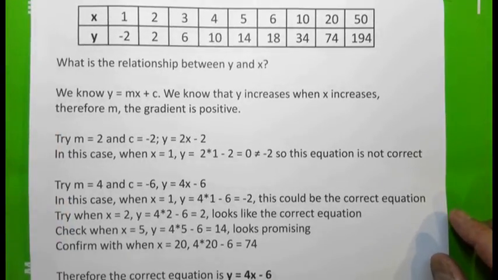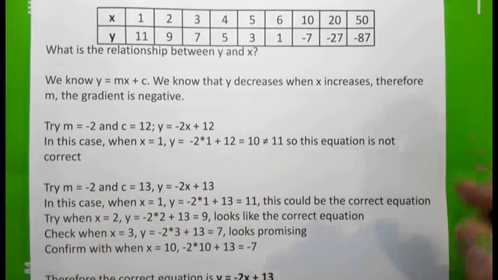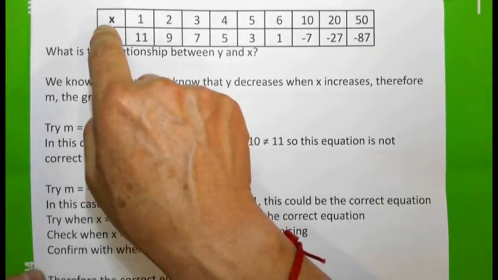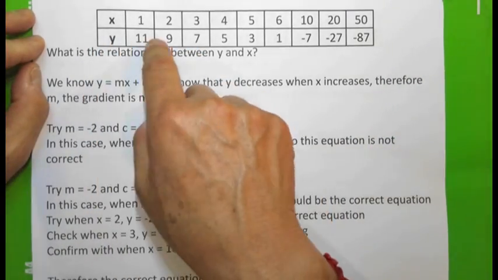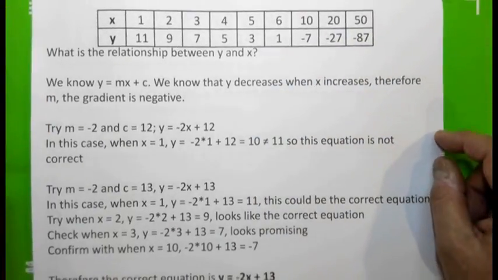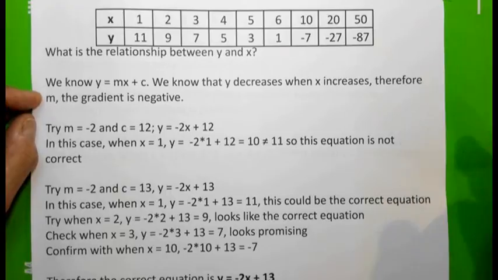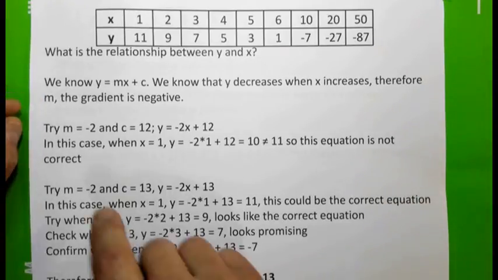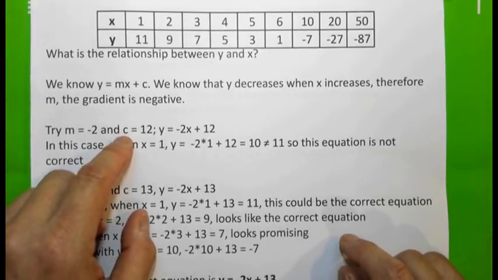This time, let's look at a different example. Again, we need to find a relationship between y and x. This time, look at the information given. Y decreases when x increases. So therefore, we know that m, the gradient, is actually negative. Because we know that it is negative, we try m equals minus 2 and c equals 12.